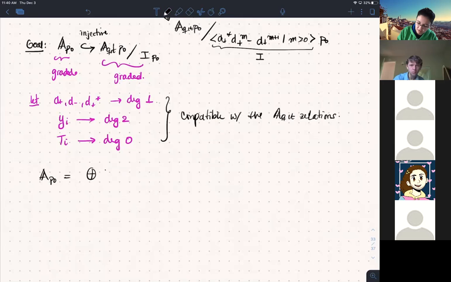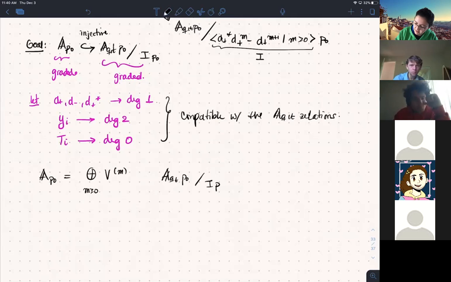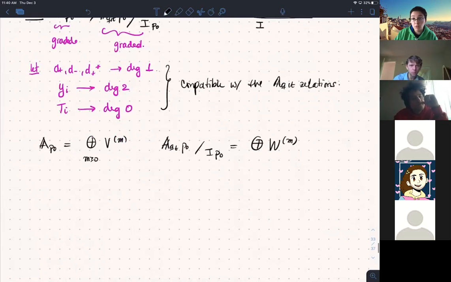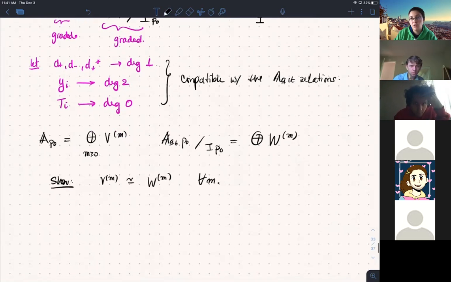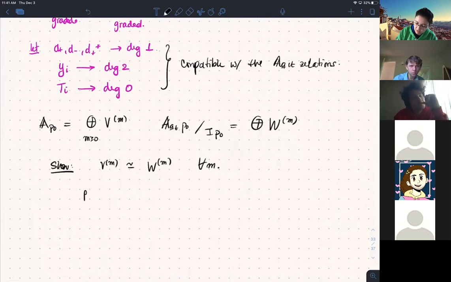Once you have this compatibility, what you end up showing is that if you let AP0 be graded by, let's say, some degree M, and AQT P0 quotiented by this ideal also be graded by other vector spaces, with homogeneous degree M indexed by these degrees, then Vm is isomorphic to W of Vm for all M. And you do this inductively. The base cases are easy, and then for the inductive step, you essentially assume that, or what you show. Let me write a little bit more. So here the proof is by induction.